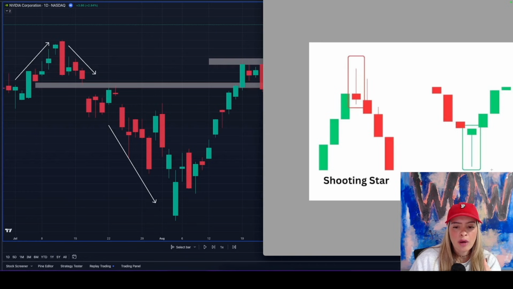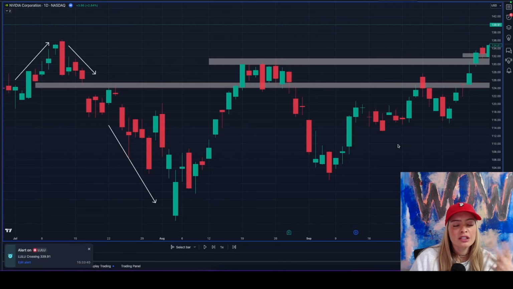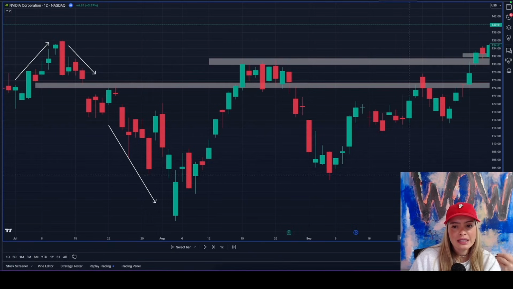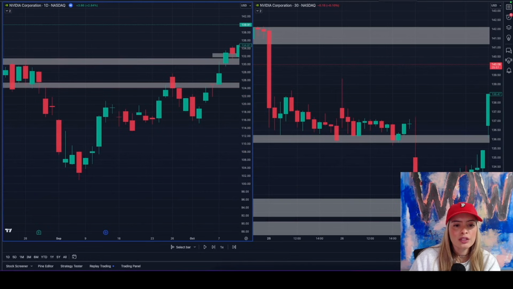shooting star or hammer pattern on any time frame. But if you see it on a 5-minute time frame or a 1-minute time frame, it's not gonna be as strong as on a daily time frame or on a weekly time frame. So keep that in mind. The bigger the time frame, the bigger the move. So this is the daily time frame. Let's go with a smaller time frame.